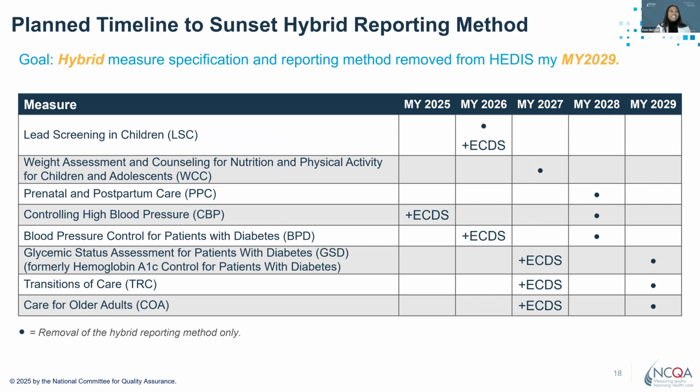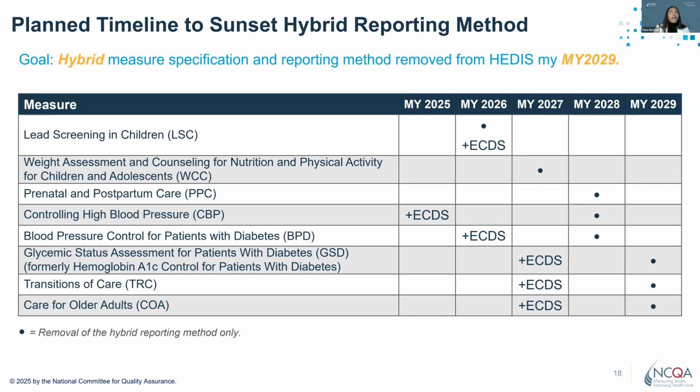So here is actually the timeline. You may have seen this. We did share this timeline for the first time at the end of last year. So this is our planned timeline to remove the hybrid method from the remaining hybrid measures in HEDIS. As of measurement year 2025, there are 8 measures that still maintain the hybrid method. And so we've set a goal by measurement year 2029 to remove the hybrid method from these measures.